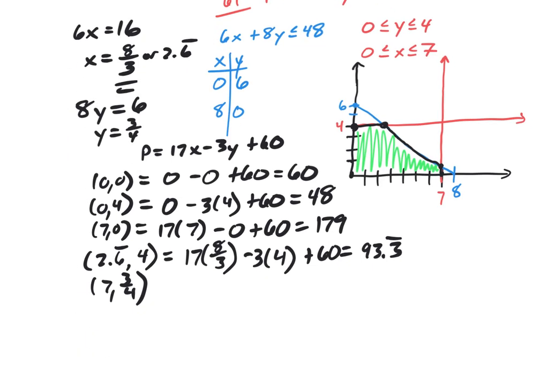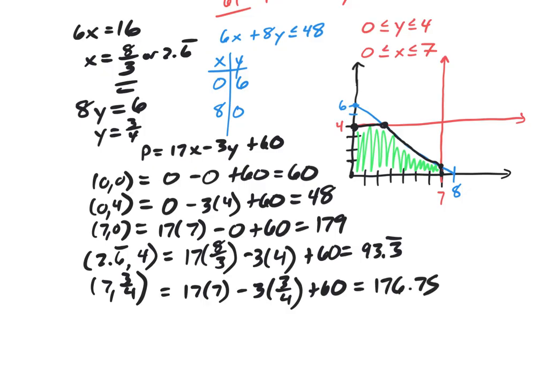And then the last one, 17 times 7 minus 3 times 3/4 plus 60. And that gives me that. Okay. So I'm going to look at my 5 values here. 48 is the minimum, and 179 is the highest, so that's my max. And that's what the question is asking.